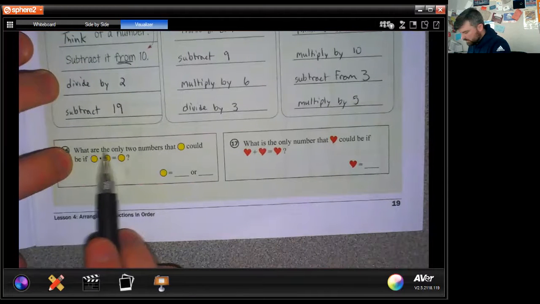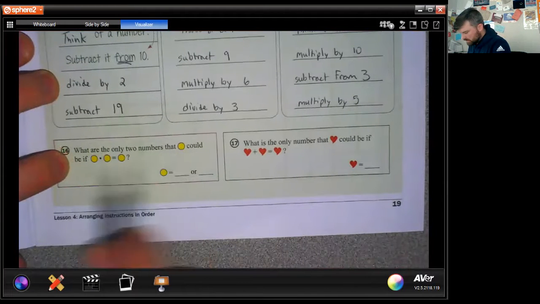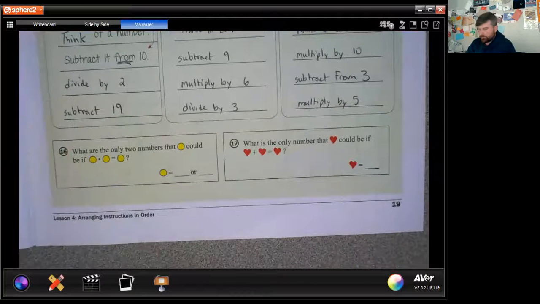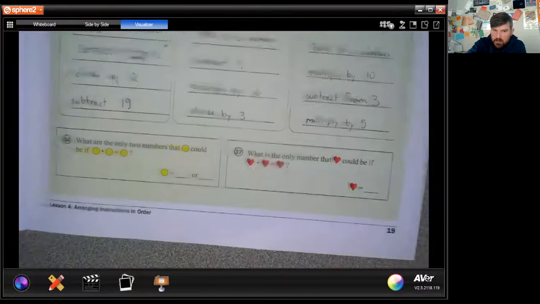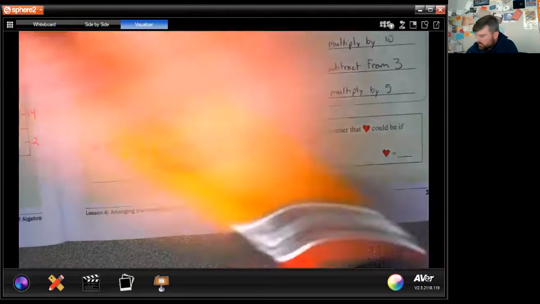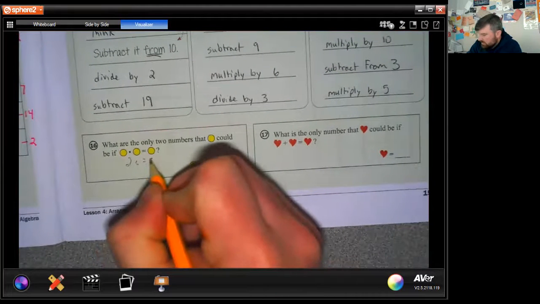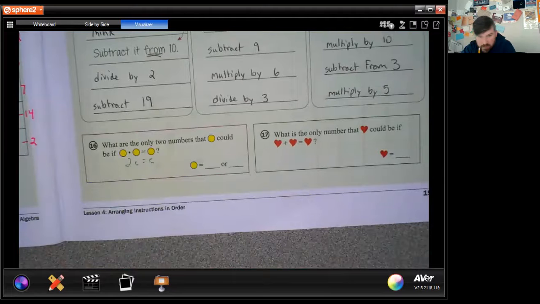What are the only two numbers that circle could be if circle times circle equals circle? Okay, there's two numbers, and you could just start trying out numbers. Okay, positive, negative, it doesn't matter here. So this says 2c equals c. There's only two numbers that can do that. Okay, if you start with a small number, let's say 2. Well, 2 times 2 is 4. That doesn't equal 2. So maybe go smaller.